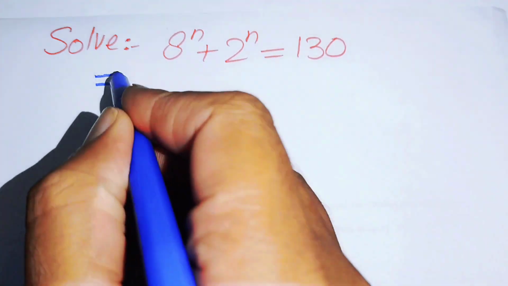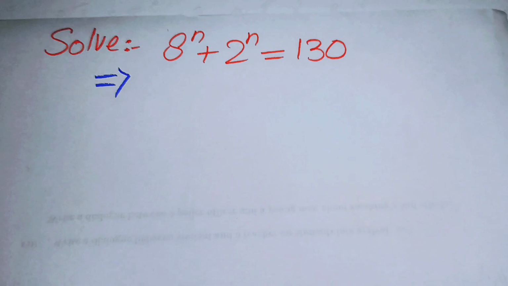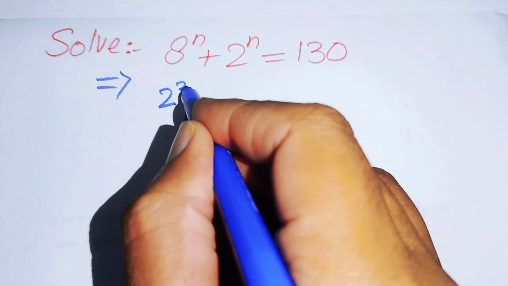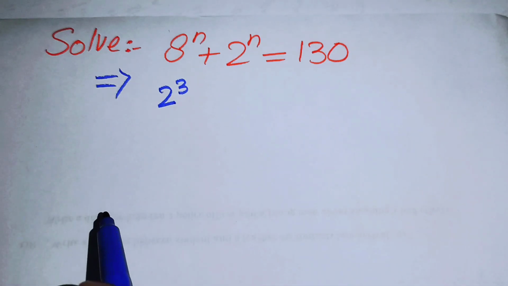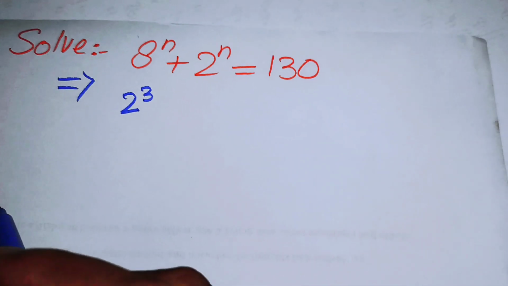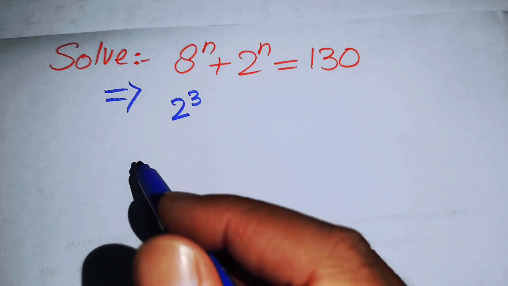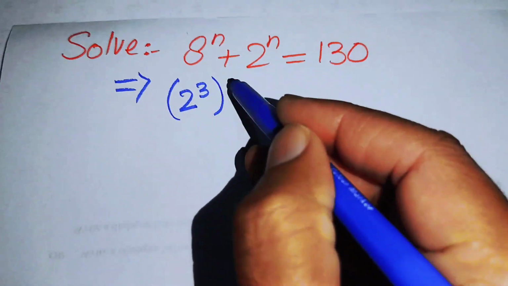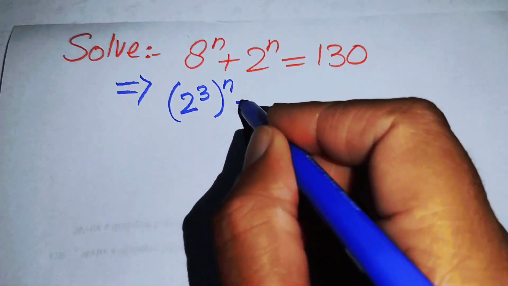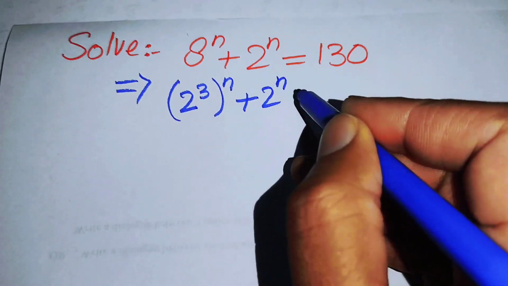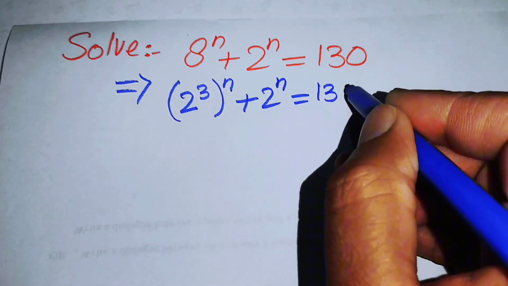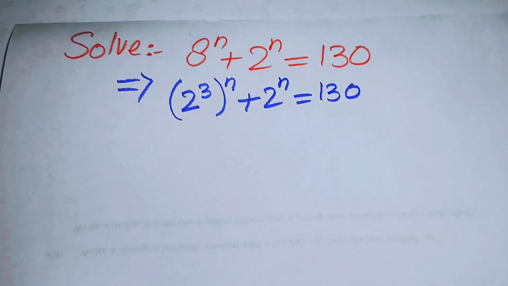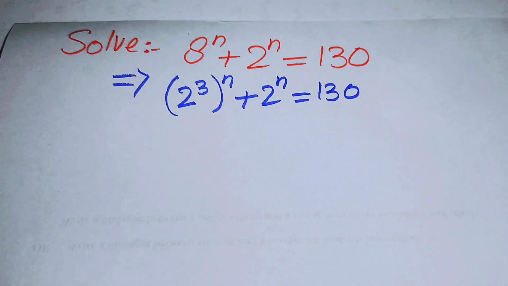So the very first thing we are going to do is rewrite this equation. Here we have 8 and we can write this 8 as 2 cubed, because you know that 2 cubed equals 8, and we write it as 2 cubed and its whole power n plus 2 to the power of n equals 130. And now we will use the nice exponential law, and you know about this law.